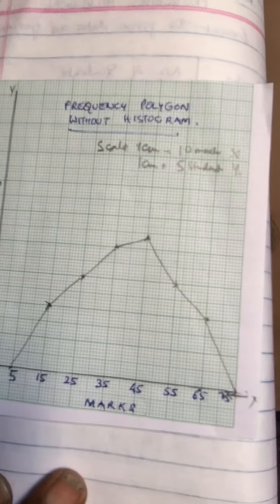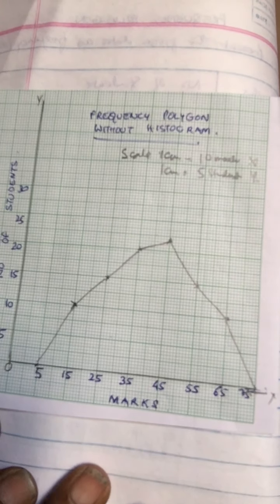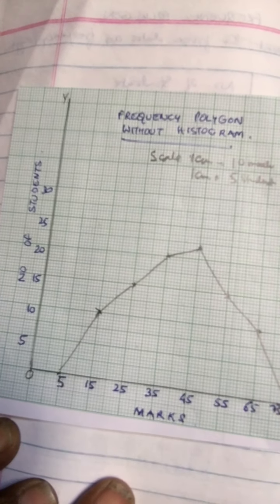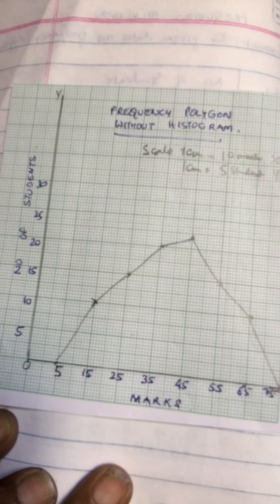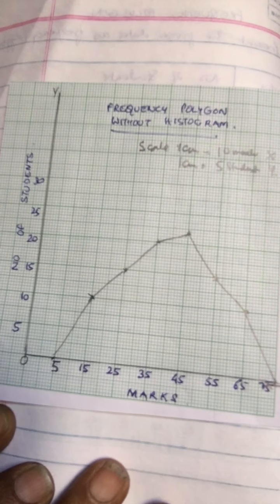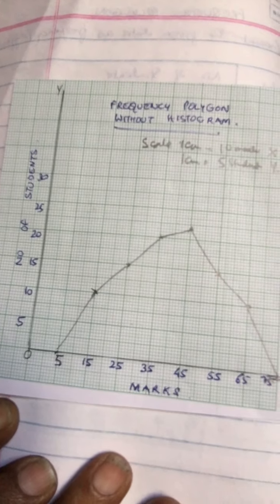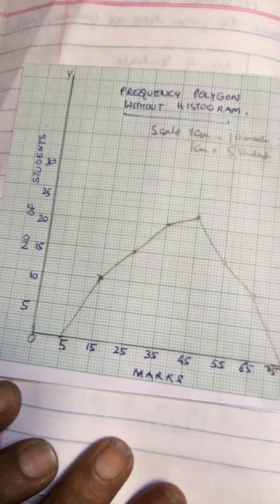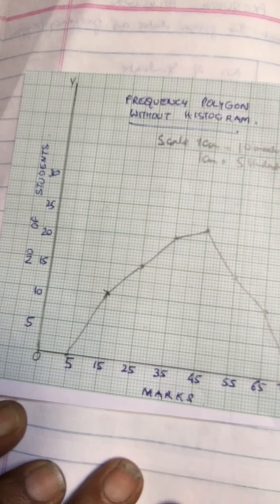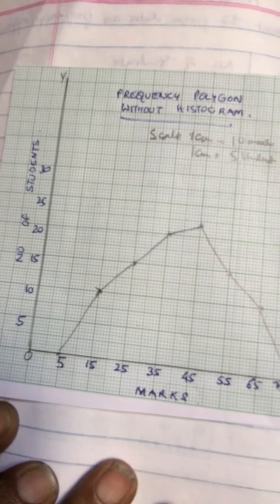Now there's another way of doing this. Now look at this. We work out the midpoints here. So this is without a histogram. First of all, we take the midpoints of each class interval, and then the frequencies corresponding to each midpoint are plotted. And in the end we simply join them, and that's how we get what is known as a frequency polygon without histogram.